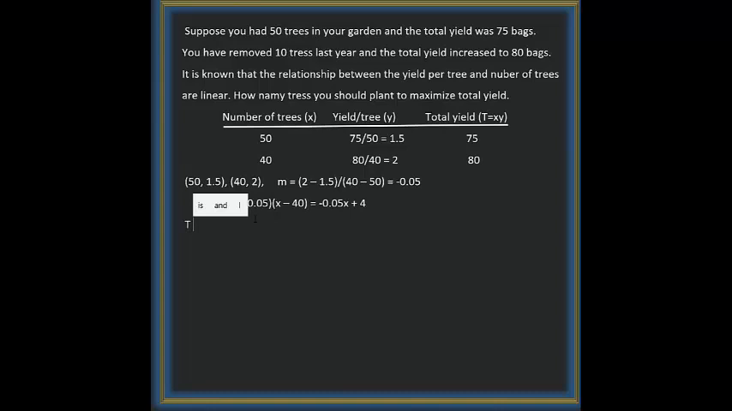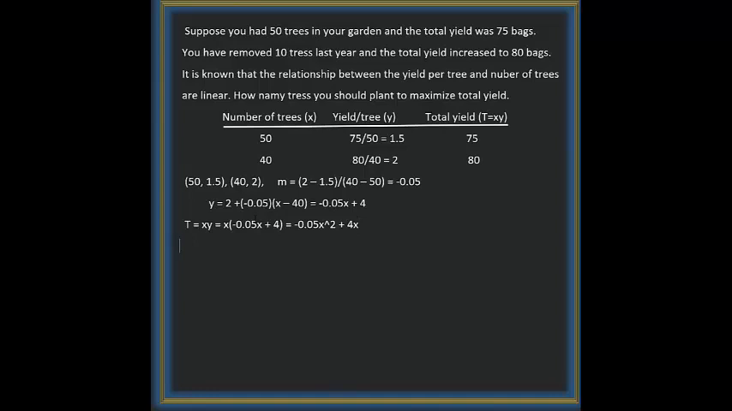Now the total yield will be xy. Same way we are doing. So I have x and then negative 0.05x plus 4. You can simplify this one. You will get negative 0.05x squared plus 4x.